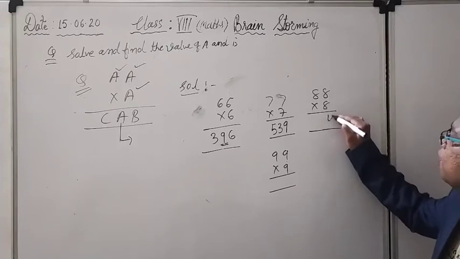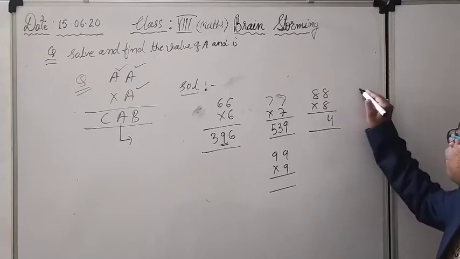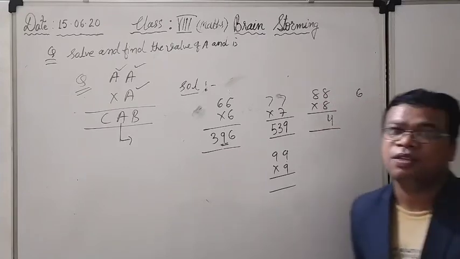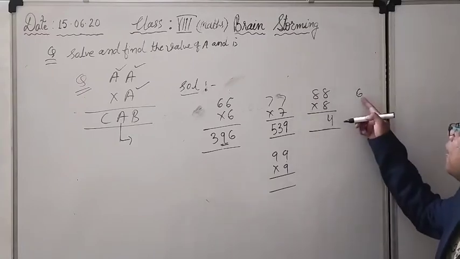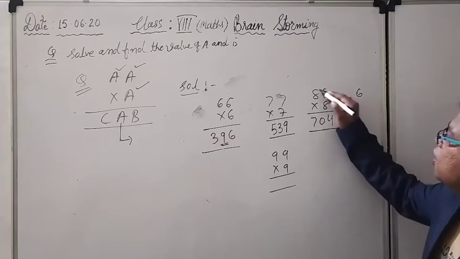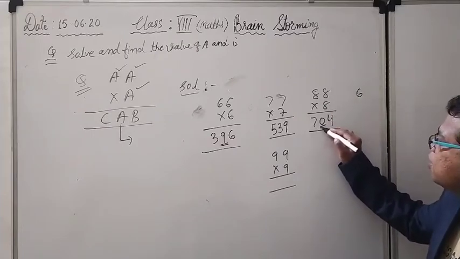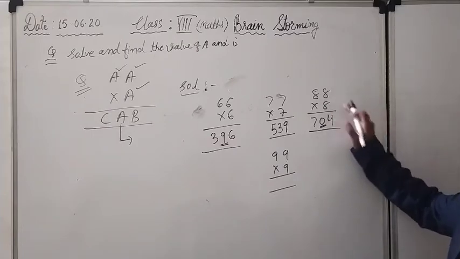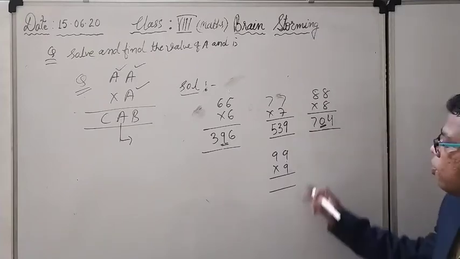8 8s are 64, 6 on carry. Again 8 8s are 64, and 64 plus 6 will give you 70. Check the digits: 888, but the middle digit is 0, a different digit. It is not my solution. Right now go for the next one.